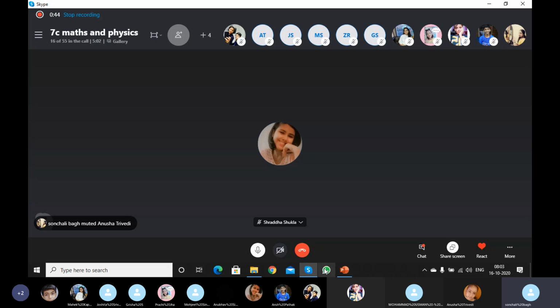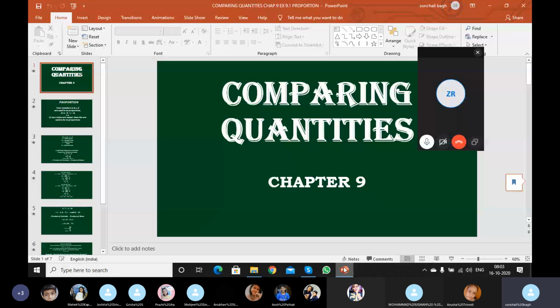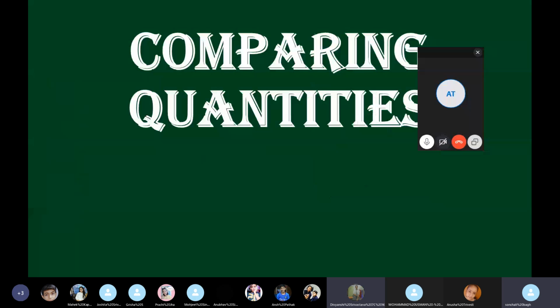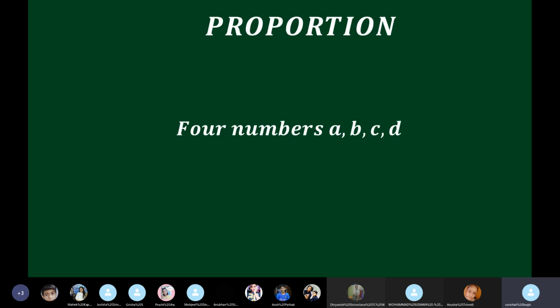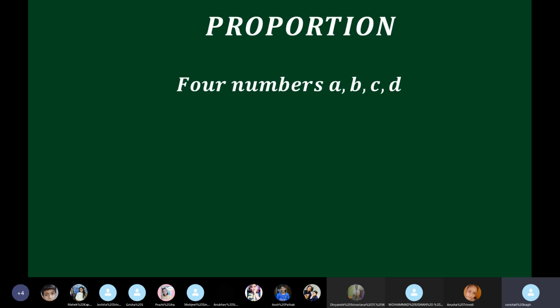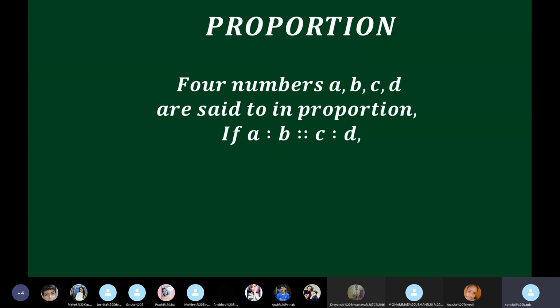Okay. So the topic for today's discussion is proportion. In chapter 9, we will start now with proportion. Proportion is: four numbers A, B, C, D are said to be in proportion if the ratio A is to B is proportional to C is to D.